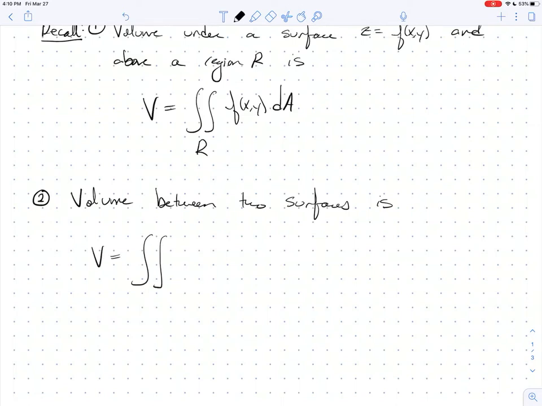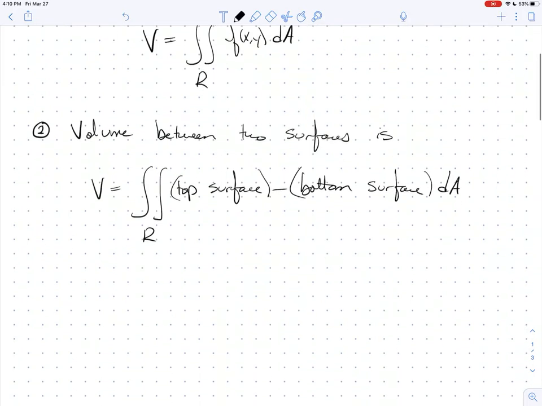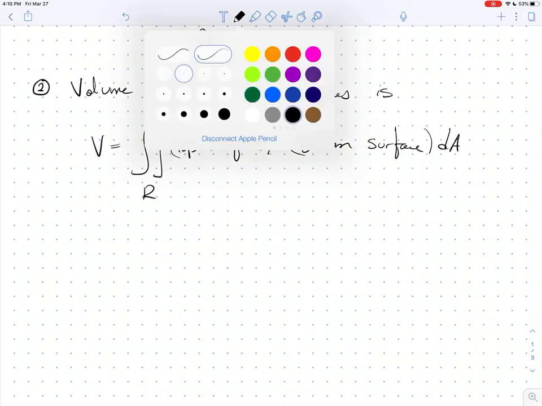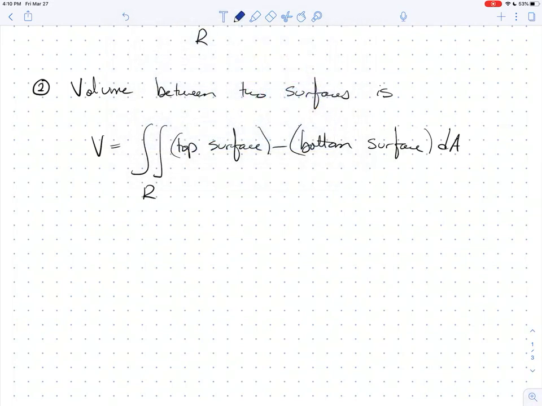It's the double integral, and you take the top surface, the equation of the top surface minus the bottom surface, and then of course we're going to go dA. Let's say we're integrating over R. What is R? R is the projection of the two surfaces down into the xy plane. It's the region that the surfaces lie over. So let's see this using an example.